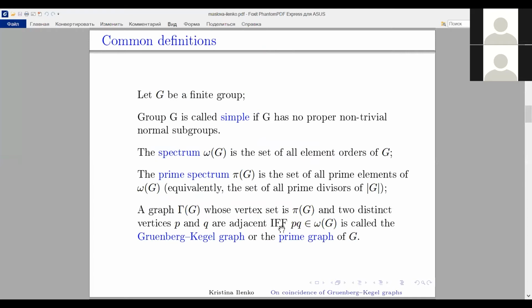Now I would like to recall a few more definitions. Let G be a finite group. Group G is called simple if G has no proper non-trivial normal subgroups. The spectrum omega of G is the set of all element orders of G. The prime spectrum pi of G is the set of all prime divisors of the order of G.